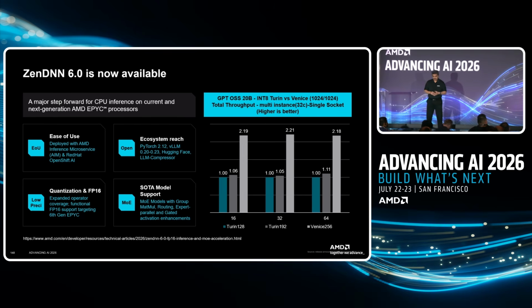And we always keep looking at what different kinds of models can keep running on EPYC CPUs. So now we are starting to introduce more MoE models. You see the graph with GPT OSS there, showing 2x the performance of Venice over Turin, our previous generation. But we keep supporting new models as we move on. So that's all about ZenDNN and how to run software on EPYC for better inference.